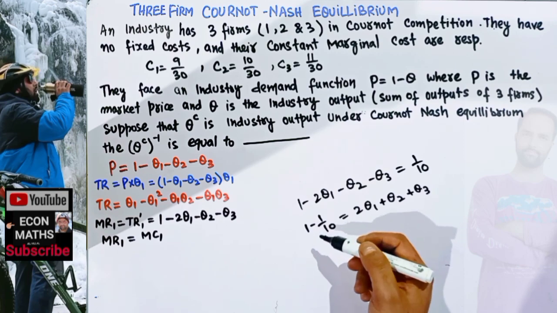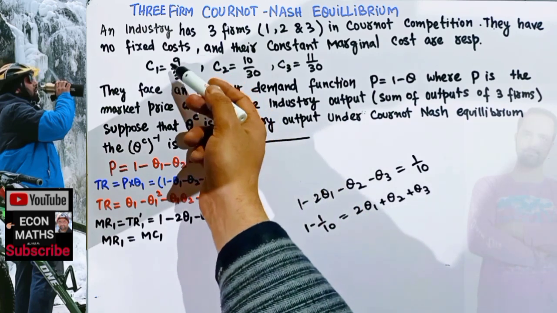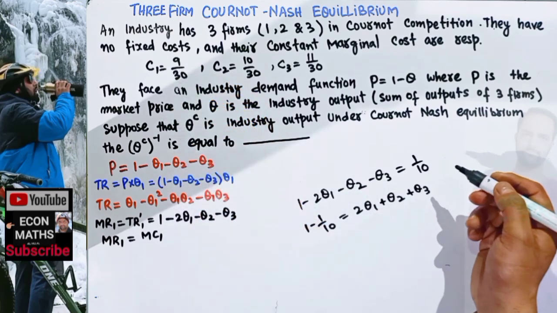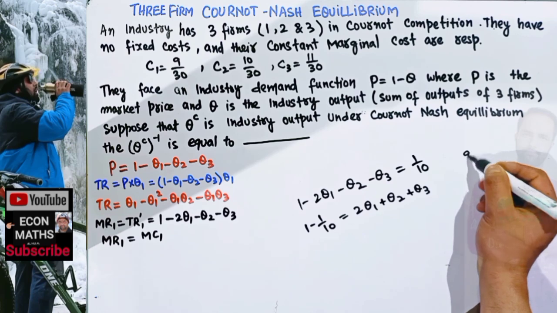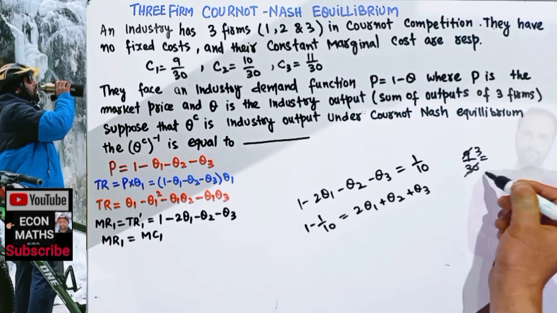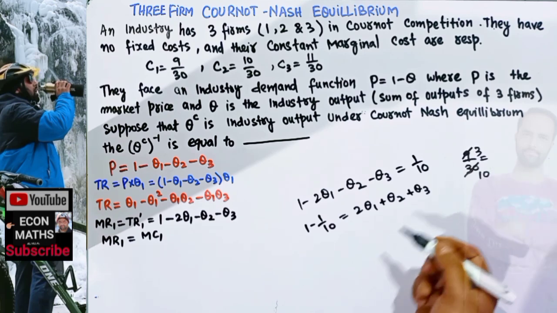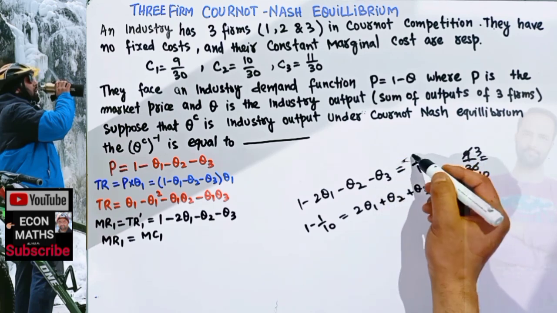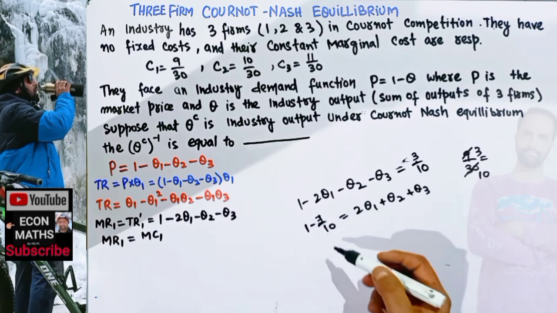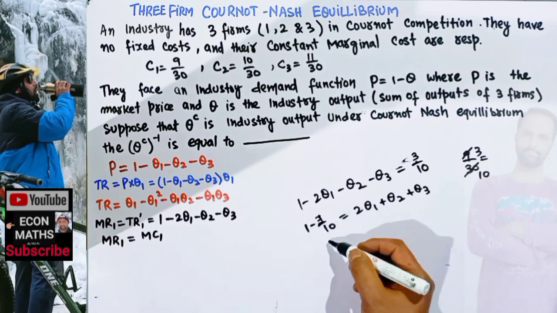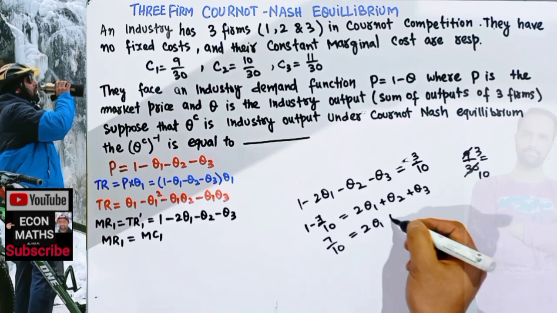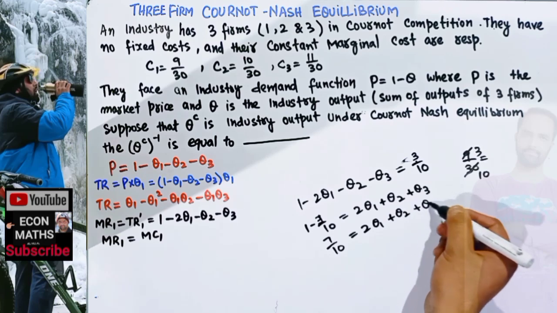Let me see if I have made some mistake here. So we have 3 nines are 27, 3 tens are 30. So it is actually 9 upon 30, which is 3 upon 10. Sorry for this mistake. Now 10 minus 3 comes out to be 7 upon 10, which should be equal to twice Q1 plus Q2 plus Q3.